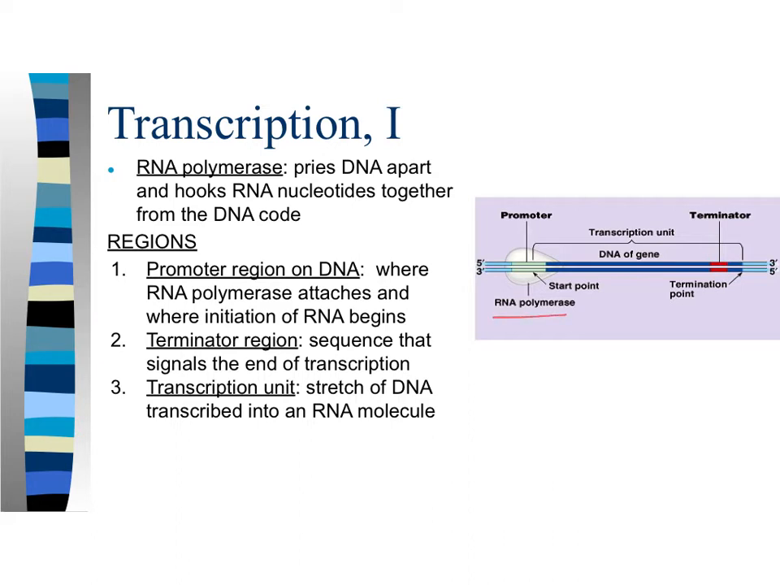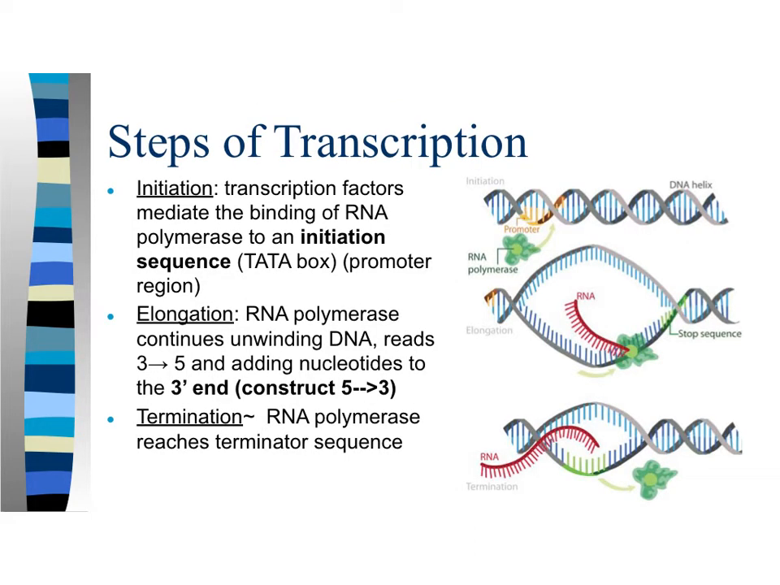Just as a quick overview of the three regions to know about DNA, during transcription, you'll hear three regions talked about. We have our promoter region, we have our terminator region, and our transcription unit, or transcription region. We're going to talk about these in depth in a second. You also need to know the transcription steps. So you need to know three regions of DNA, three transcription steps. They all correlate together. The initiation step is when we have our transcription factors.